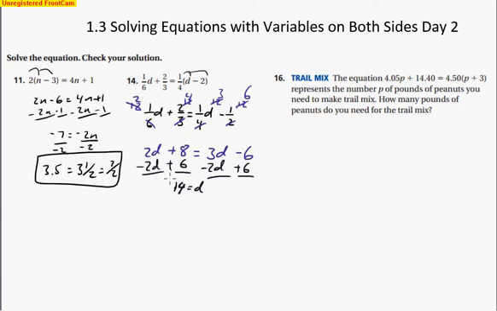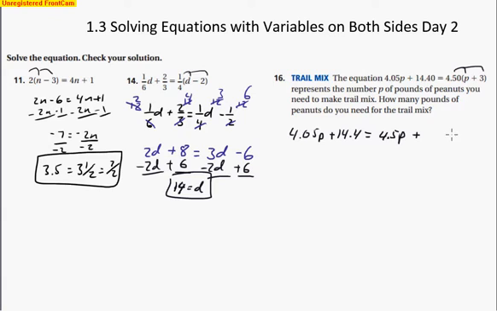So moving on to the next problem here, it says trail mix. The equation represents the number p of pounds of peanuts you will need to make trail mix. How many pounds of peanuts do you need for the trail mix? So I'm going to first distribute 4 and 5/10 over both of those terms. So I've got 4 and 5/100 p plus 14 and 4/10 equals, and then 4 and 5/10 p, and then plus, now I'm doing 3 times this value.